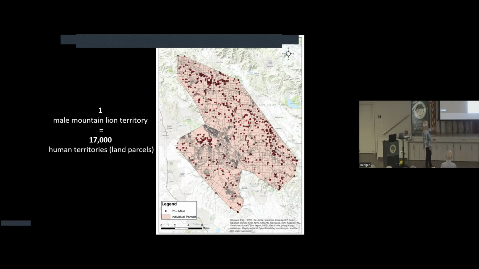Anyway, this is the area that represents one male lion's territory. There are as many as 17,000 land parcels in one male mountain lion's territory.